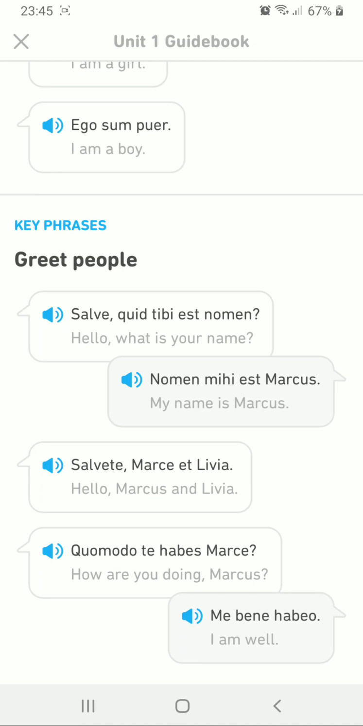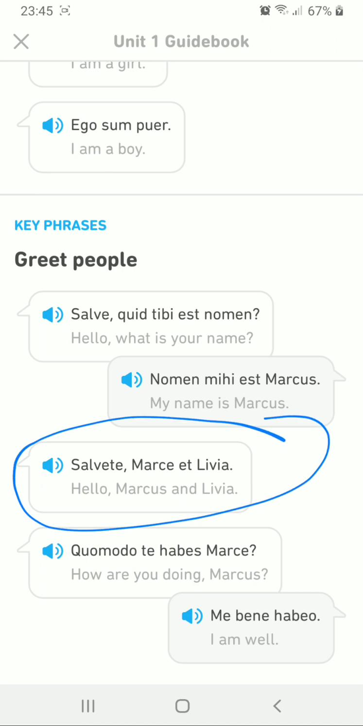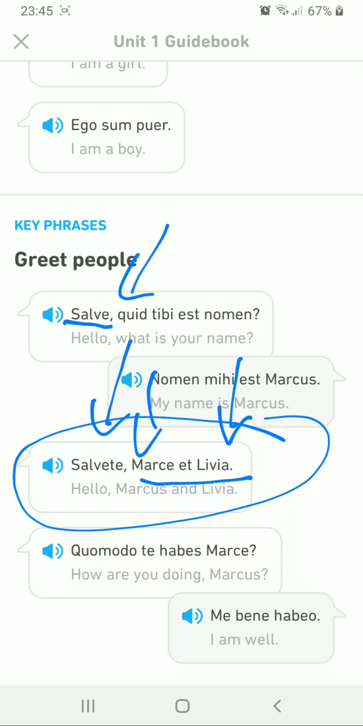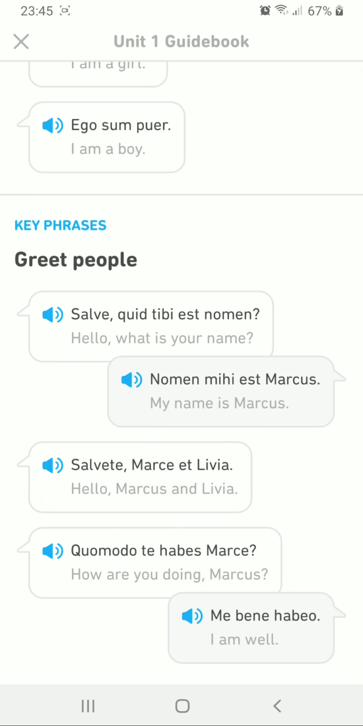And here we have salvete. Salvete Marce et Livia. Here it's very interesting because we have two persons, Marce and Livia. So we don't say salve because it's singular. We say salvete. So it is conjugated according to the number also.